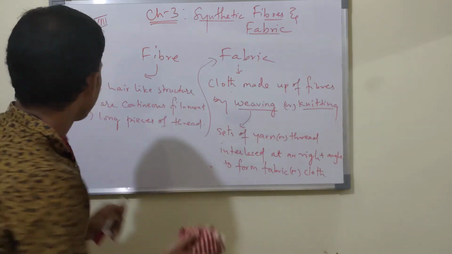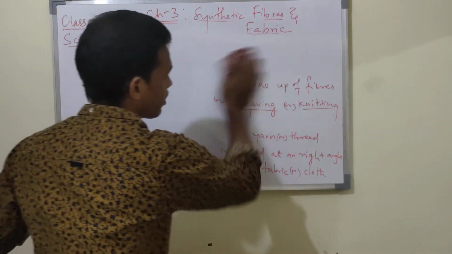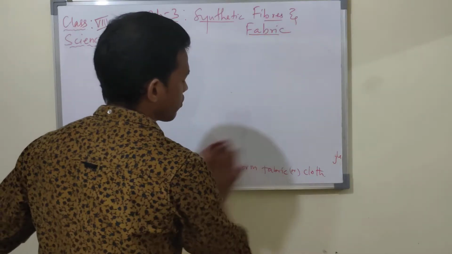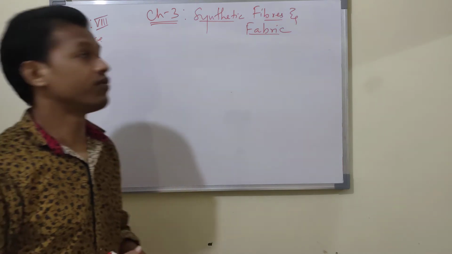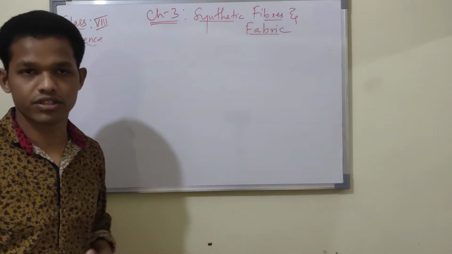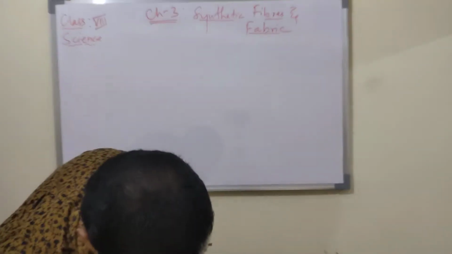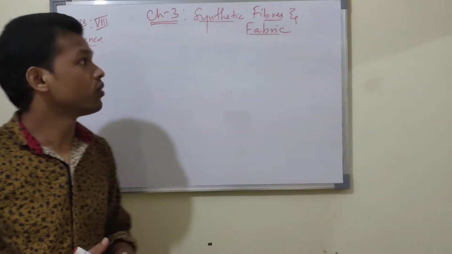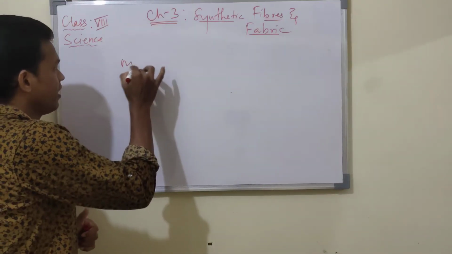So what are the sources of this fiber? In this chapter we are talking about synthetic fiber. We are not talking about natural fiber. We are talking about synthetic fiber. What are the sources of this fiber? We will study in this chapter. What are the sources from where we can obtain this fiber, and also this synthetic fiber is also called man-made fibers.